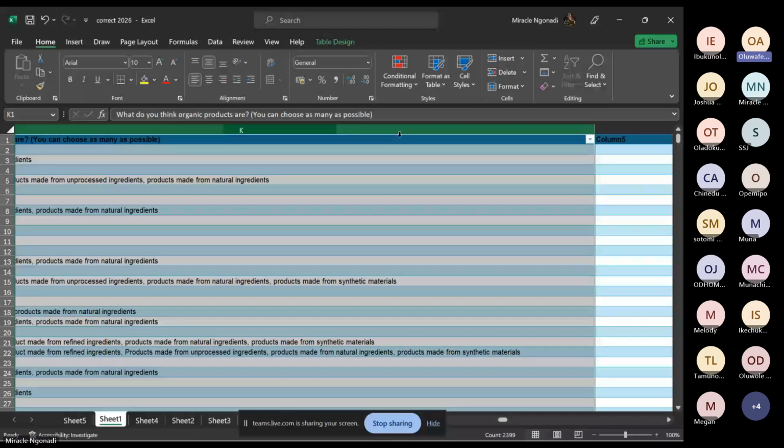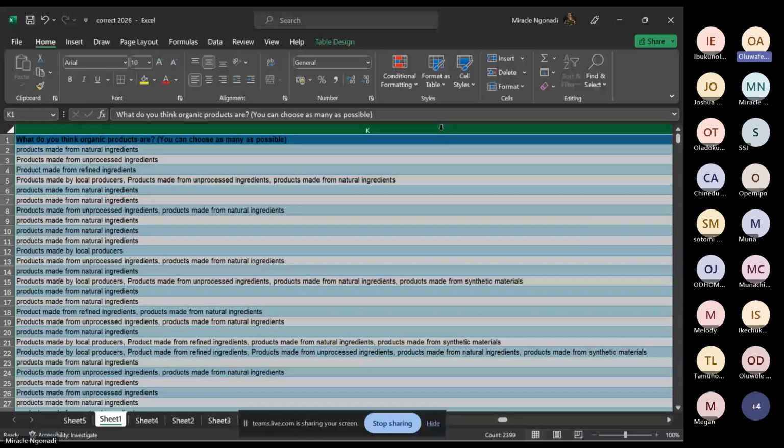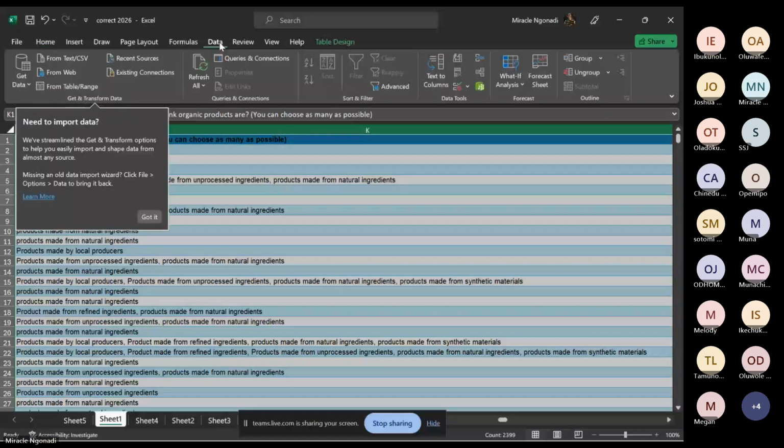Data tab at the top. When I mention tabs, those are file, home, insert, draw, page layout. Are you getting this? They are called tabs. Good. So you are going to see text to column. Now, text to column under the data ribbon. Those things are called ribbon.